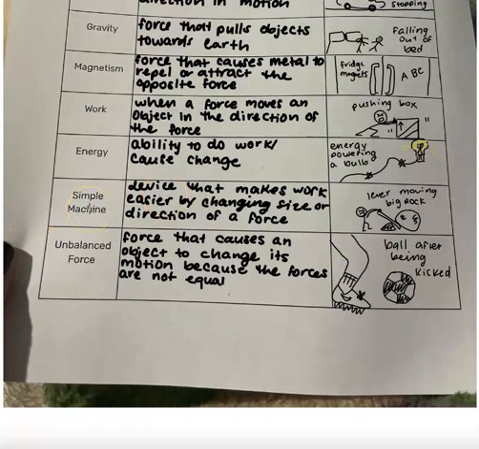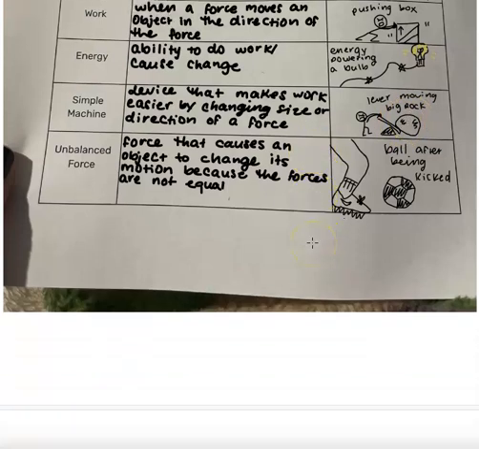A simple machine, a device that makes work easier by changing size or direction of a force. So using this lever to move a big rock instead of moving it by yourself. An unbalanced force is a force that causes an object to change its motion because the forces are not equal. So I put a ball after being kicked.